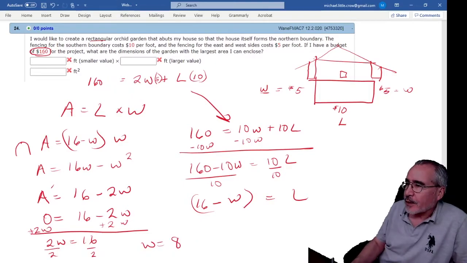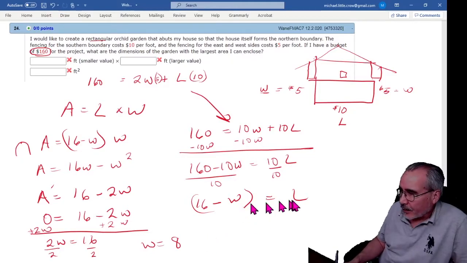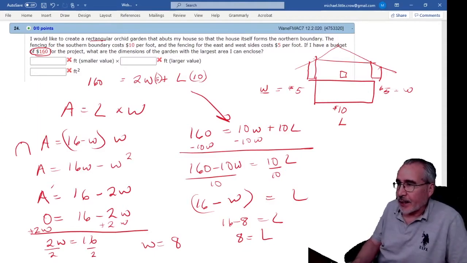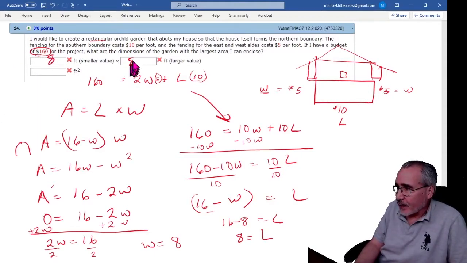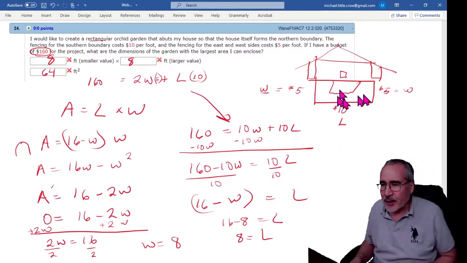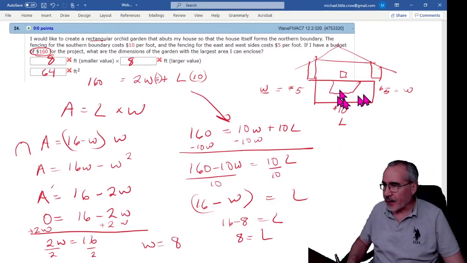So we want the width to be 8, and then to figure out the length, we put in 8 for W, and you get 16 minus 8 equals our length, which is 8. So it's a square. A square is also a rectangle, but it's 8 by 8. And then what is the actual area? 8 times 8 is 64 square feet. So it's not that big. I mean, the house should be at least 8 feet wide, right? So you just didn't have much of a budget. So it's a little bit smaller area, not drawn to scale, that kind of stuff.